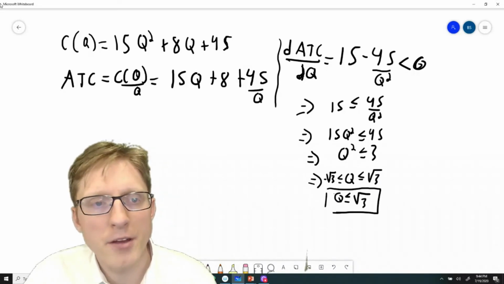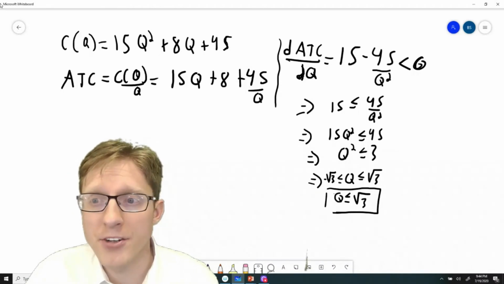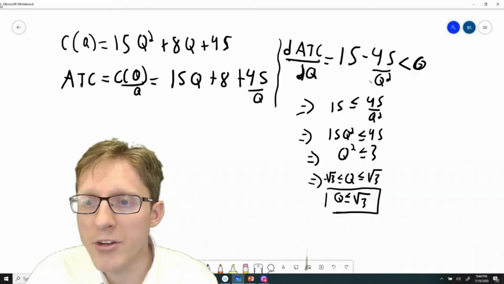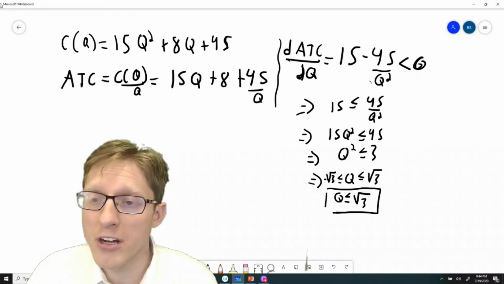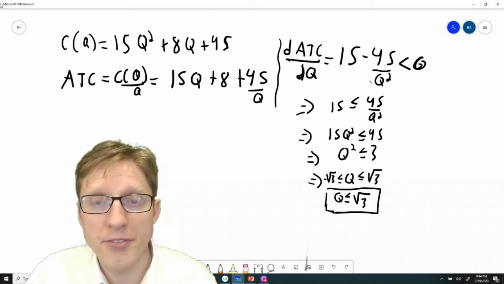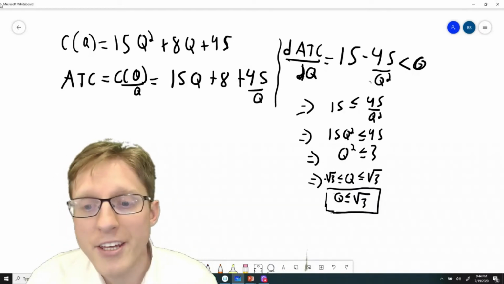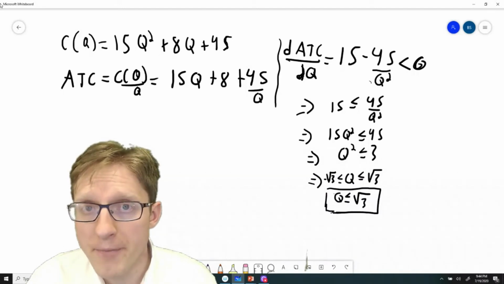Okay, so to reiterate, we first calculated the average cost. Then we took the derivative of average cost to see if average costs are going up or down in the level of output. And we tried to find the range where the derivative of the average costs was less than 0. And after a few simple math steps, we figured out that there are economies of scale when Q is less than or equal to square root 3.